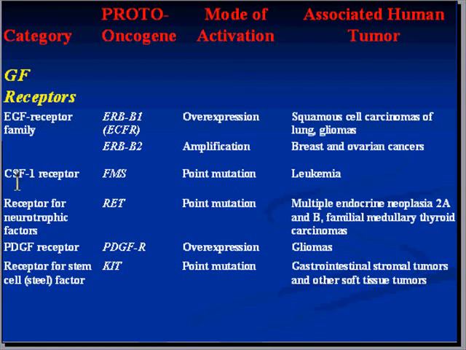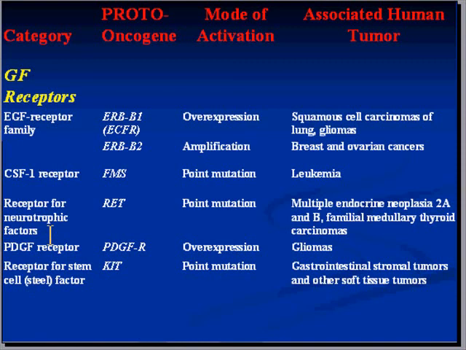So if you were to take colony stimulating factor 1 receptor, which is the proto-oncogene FMS, if that has a point mutation, it may result in a human leukemia. So these are examples of tumors like squamous cell carcinoma of the lung, breast and ovarian tumors, leukemias, which are the result of overexpression or amplification or point mutations of genes which ultimately code for growth factor receptors.